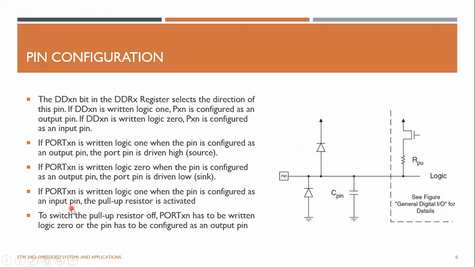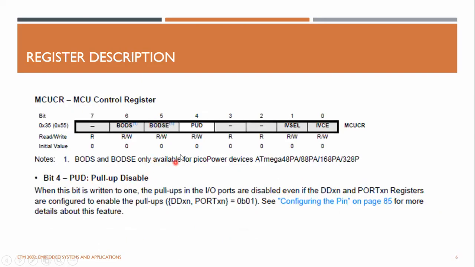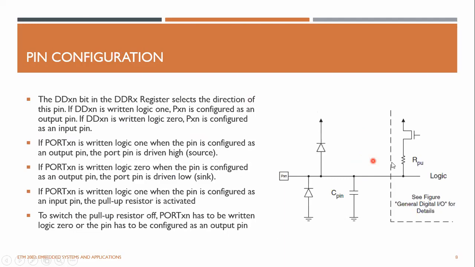Now, if the port XN is written logic 1, and if the pin is configured as an input, then if you don't disable this pull-up resistor, when you buy the microcontroller from the market, by default it comes as 0, right? In some applications you want to have this pull-up resistor, you want to pull this pin to 5 volt by short circuiting this.